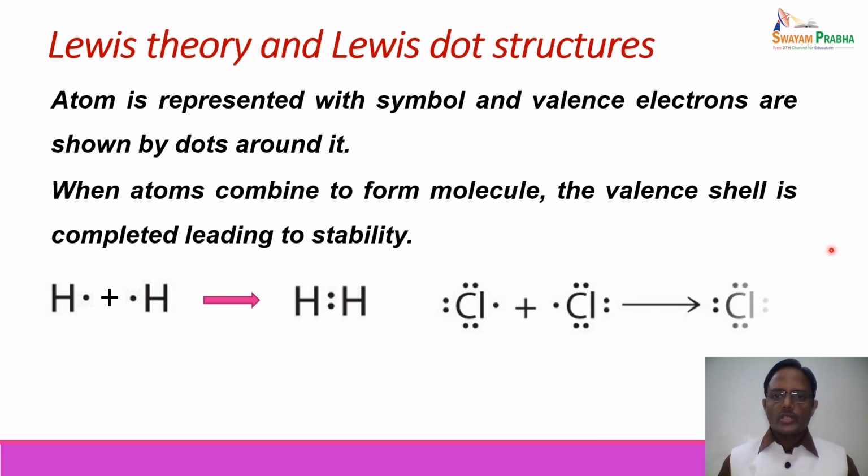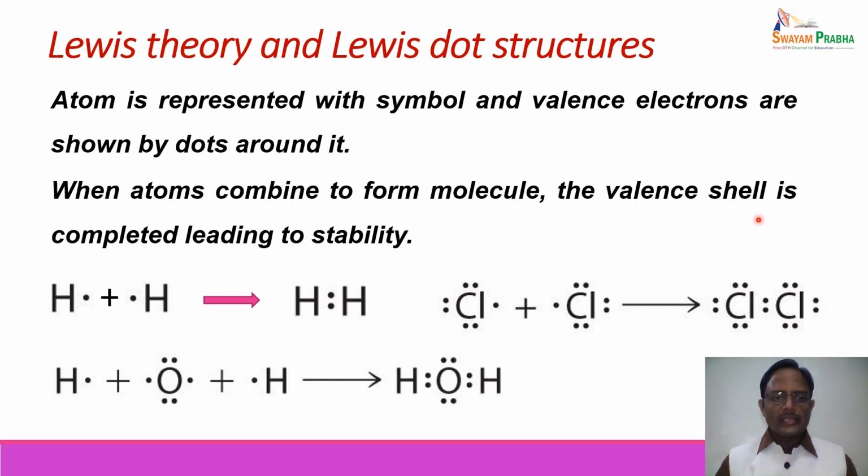Another example is chlorine. Both chlorine atoms have 7 electrons in their valence shells. So one unpaired electron is there and 3 pairs of electrons are there in both chlorine atoms. These unpaired electrons can be shared, leading to formation of the Cl2 molecule. In this Cl2 molecule we can see that there are 2 dots at the center. They are present in the valence shell of this chlorine atom as well as this chlorine atom.